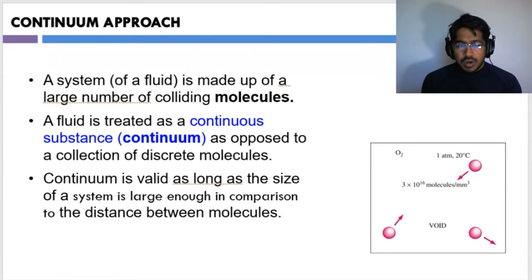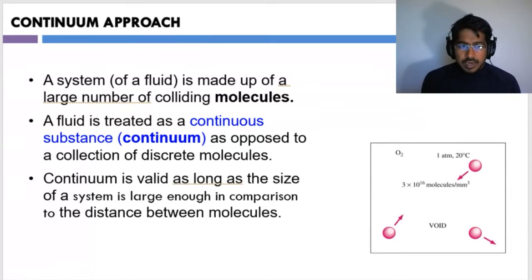So this is how a fluid can be defined: a large number of colliding molecules. A fluid is treated as a continuous substance as opposed to a collection of discrete molecules. You remember the example of the city. Now we do not think of the city as a collection of individuals and try to customize our plan to individuals.